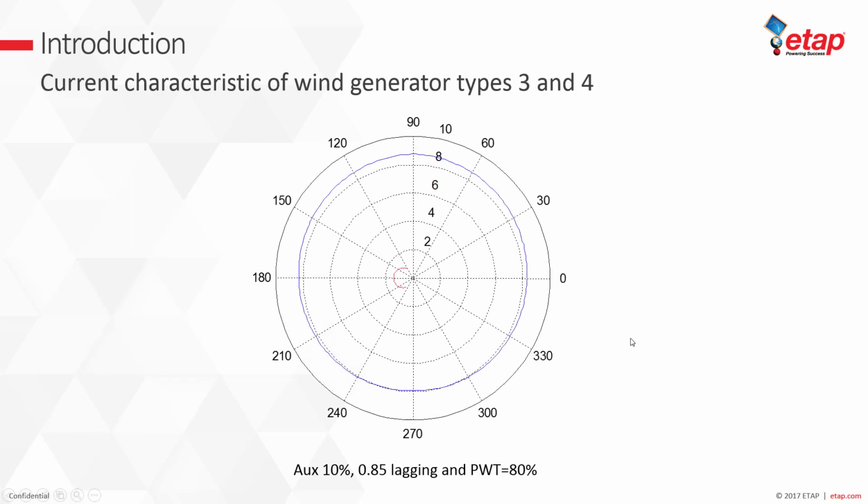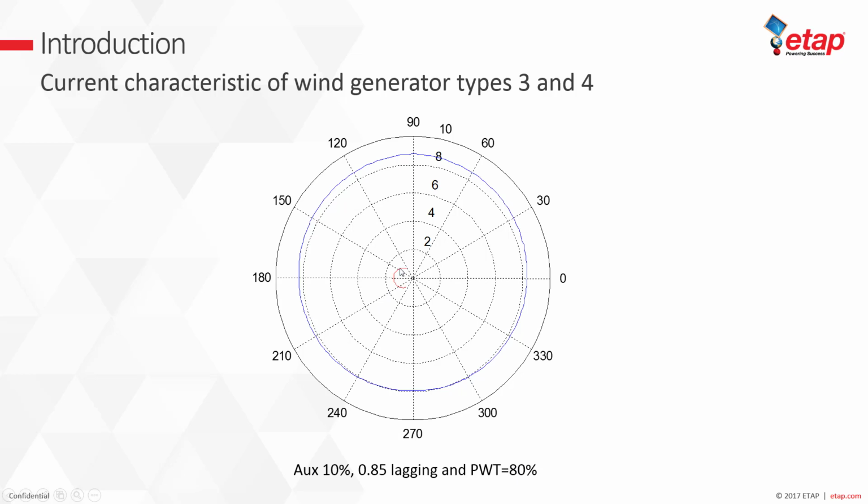Now let's look at another case where the wind turbine generation, in this case 80%, is way above the auxiliary power, which is 10%. As you see here, the current is way above the pickup current, which we set to about 24% of the rated. You're generating about 70% net.